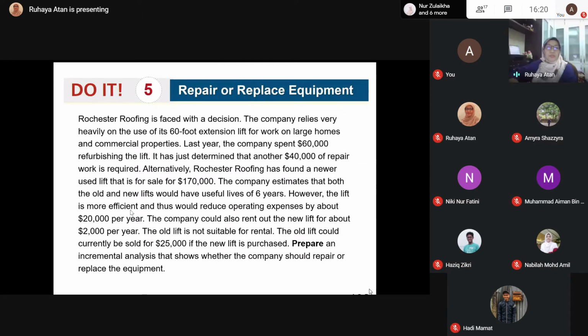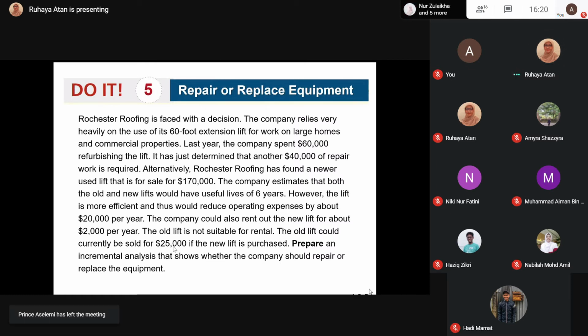However, the lift is more efficient and thus would reduce operating expenses by about 20,000 per year. So if they buy this second-hand lift, they can still save operating expenses by 20,000 per year, right? And the company at the same time could also rent out the new lift for about 2,000 per year. So what do you call this $2,000?